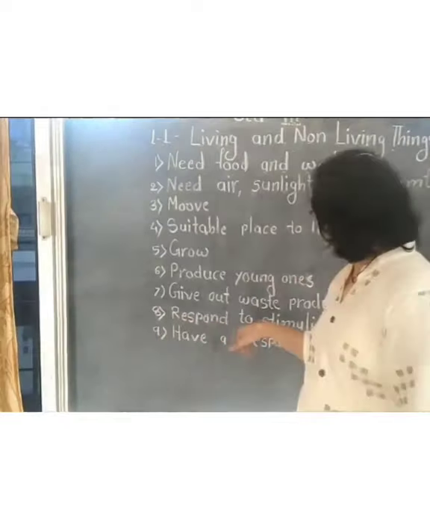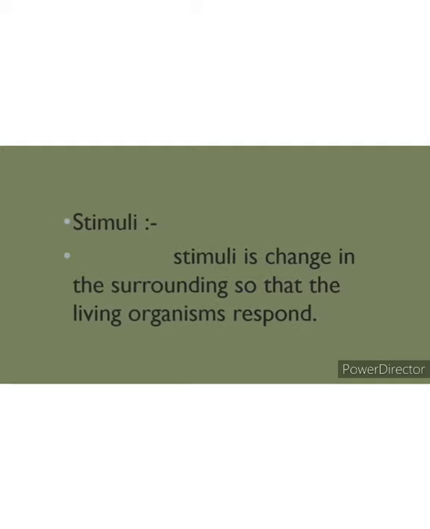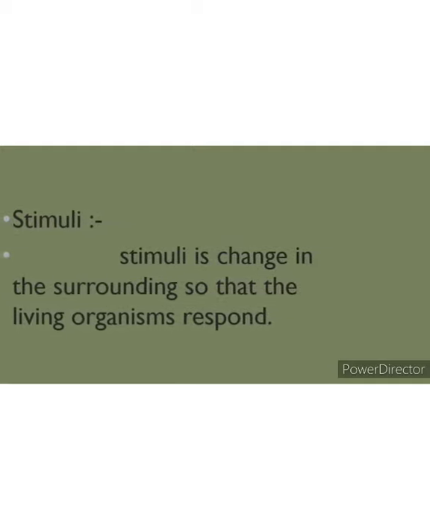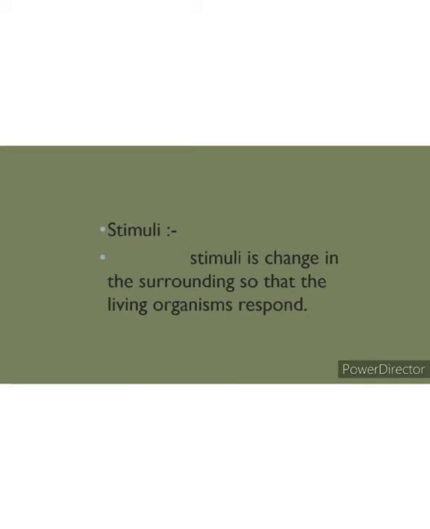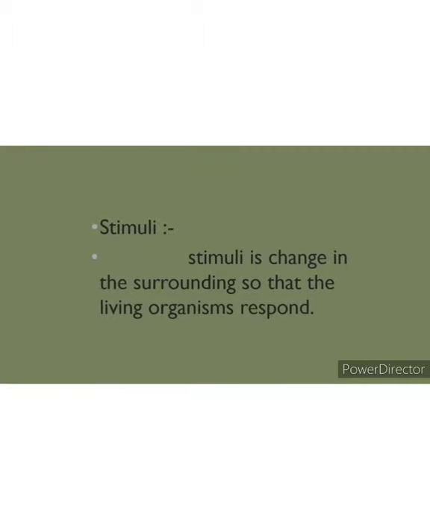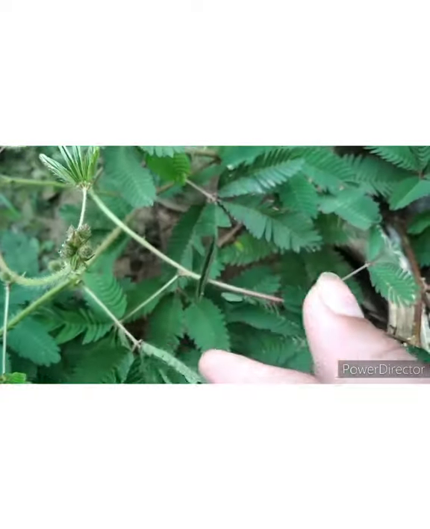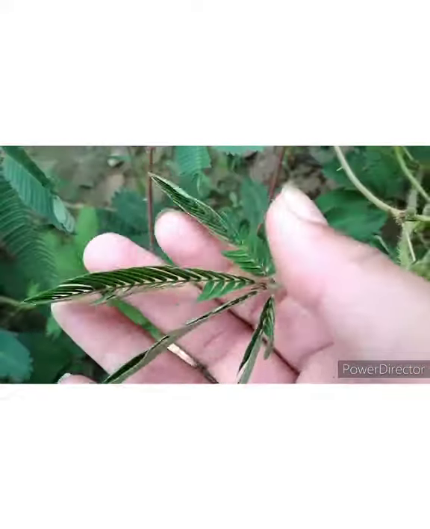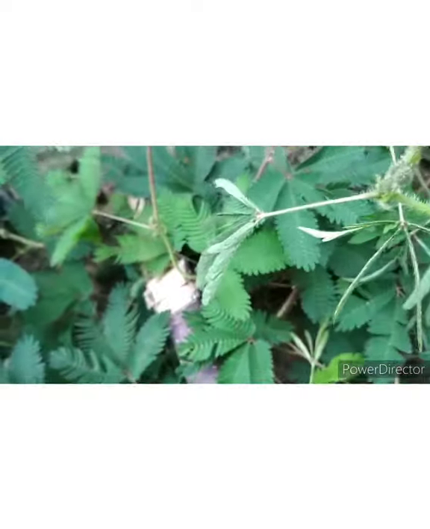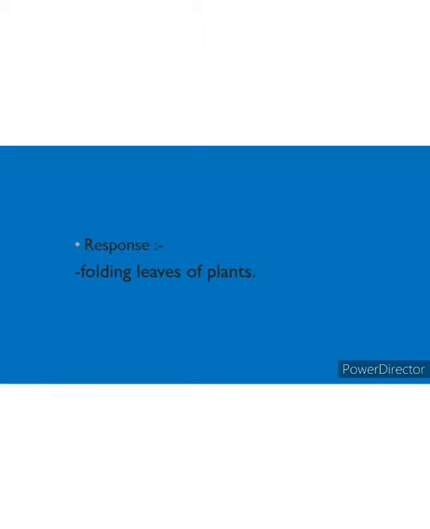One is that it responds to stimuli. A stimulus is a change in the surroundings to which the living organism responds. That is known as a stimulus. For example, when we touch the leaves of the mimosa plant, the leaves immediately fold. So in this situation, folding of the leaves of the plant is a response.